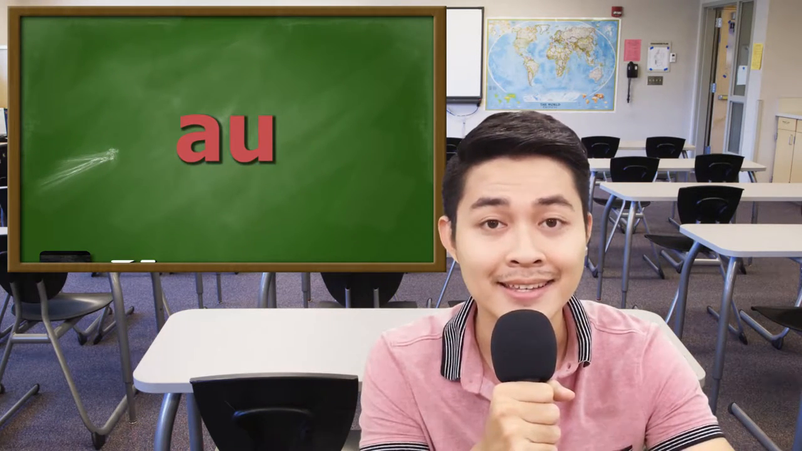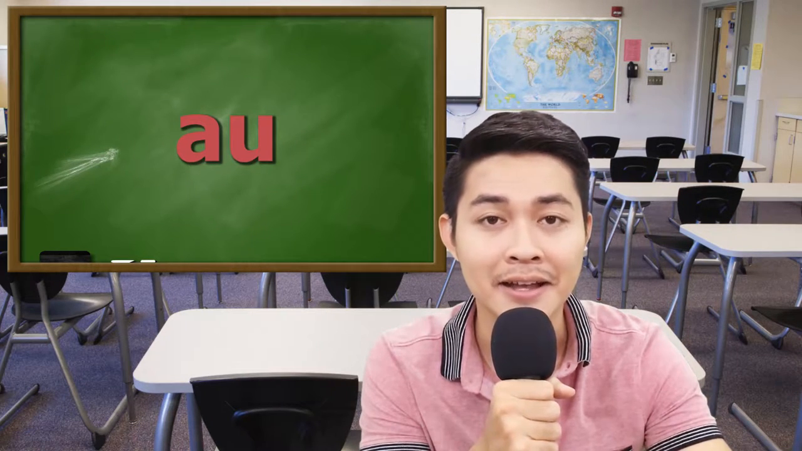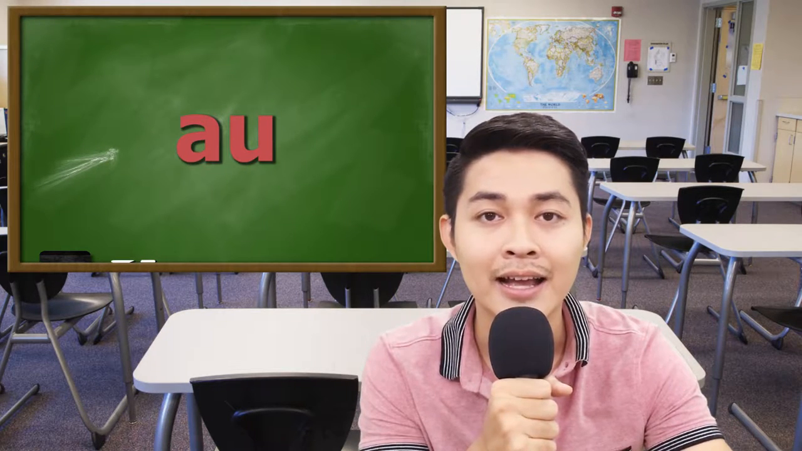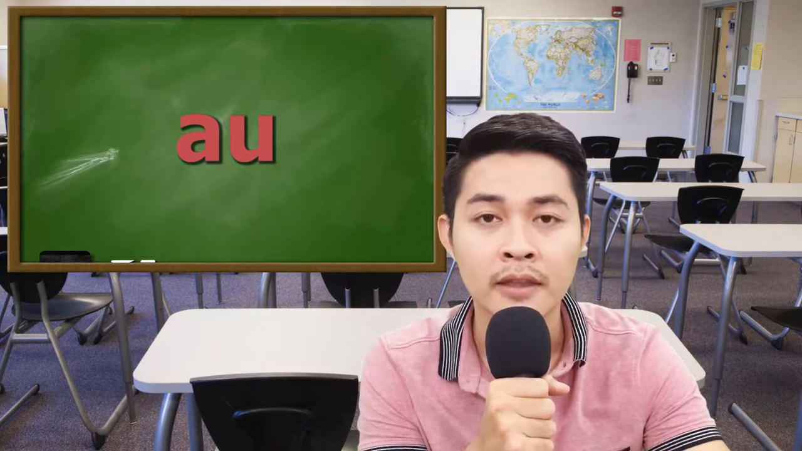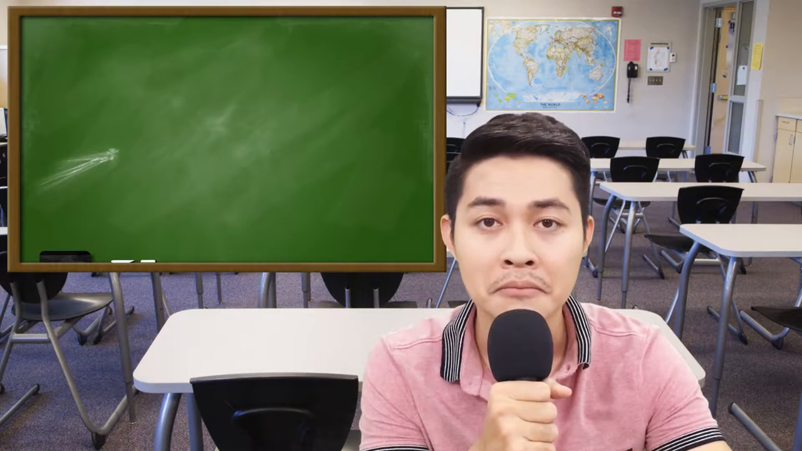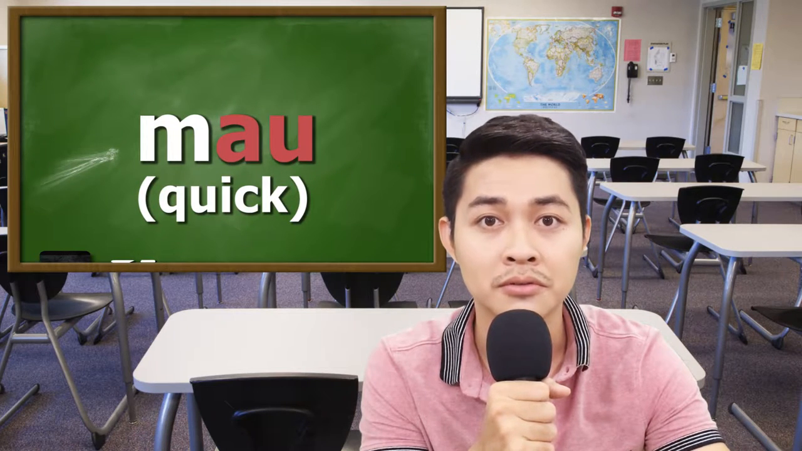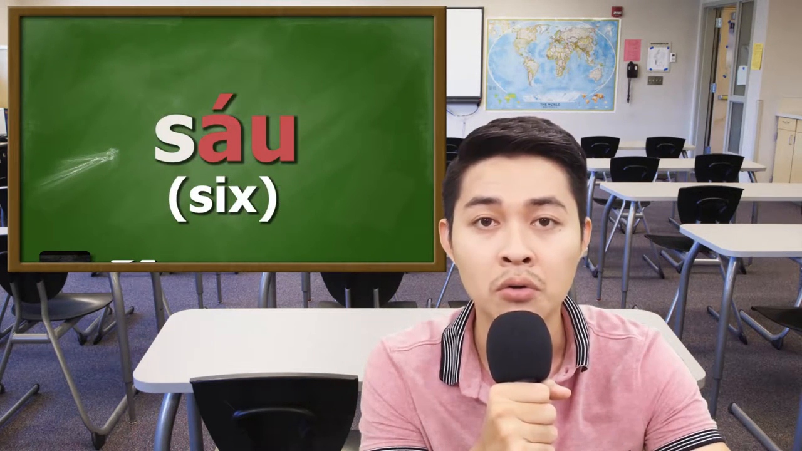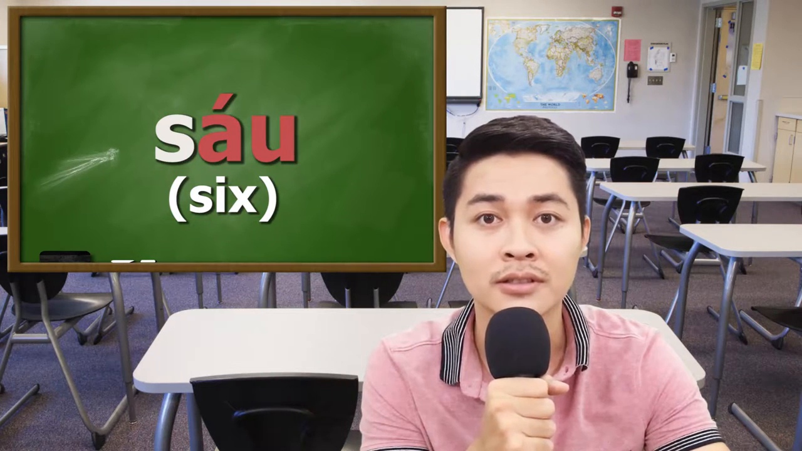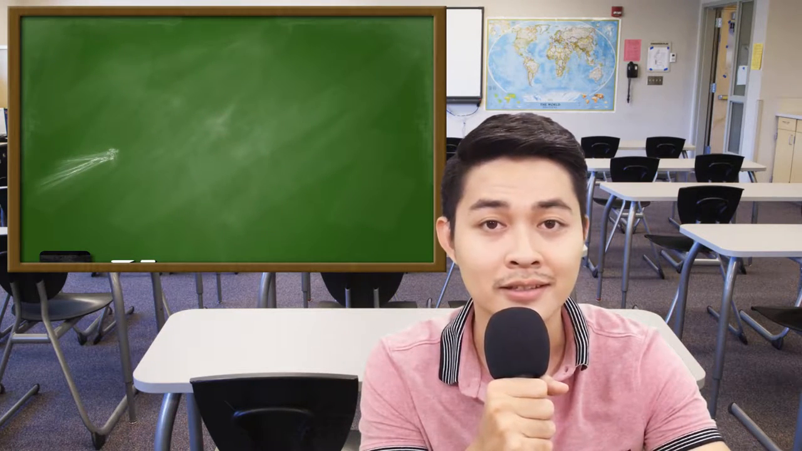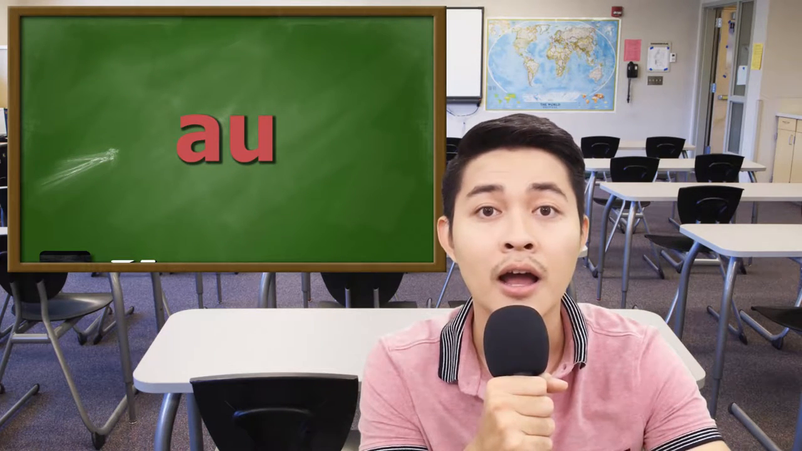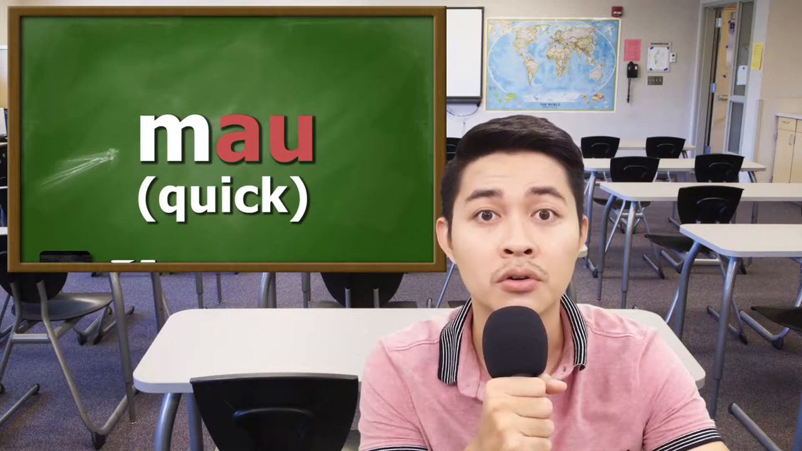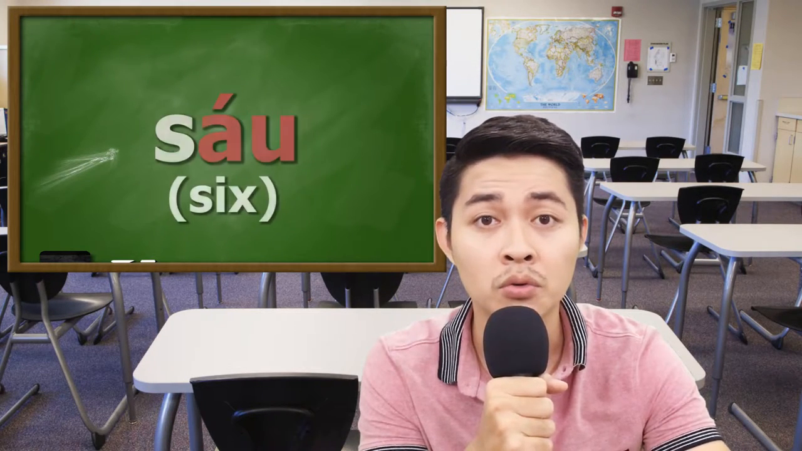The next cluster is au. It is a combination between a and u. It's going to sound like this, au. For example, mau, shao. Now repeat, au. Mau. Shao.